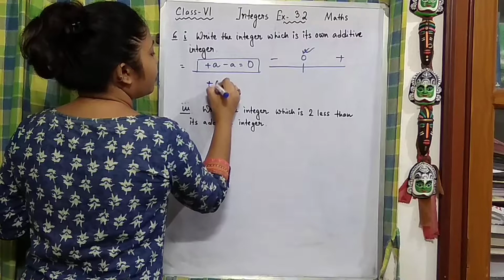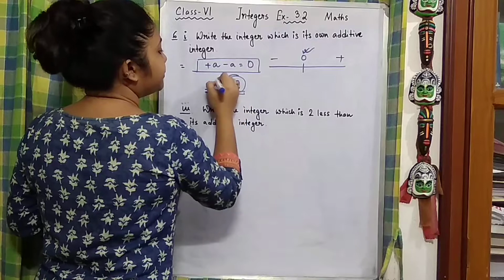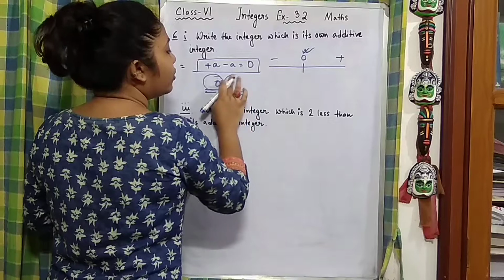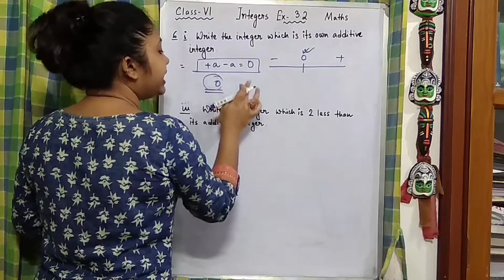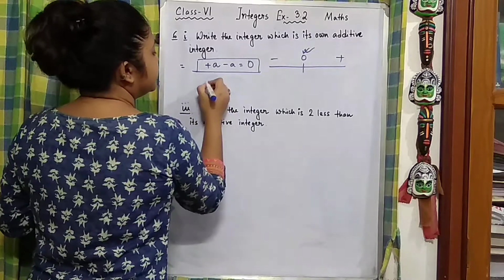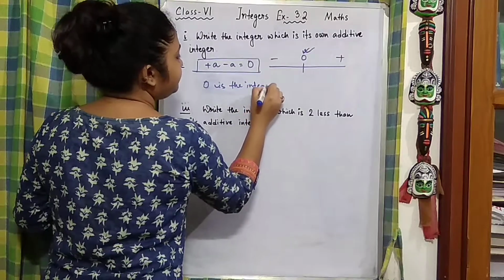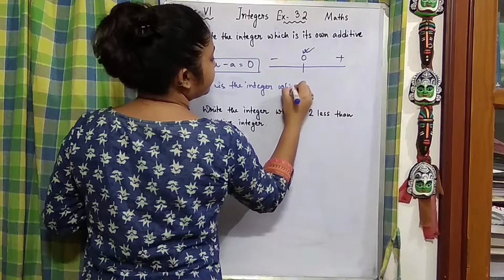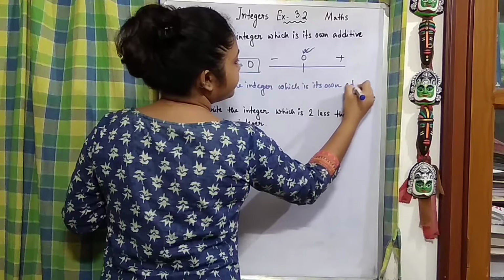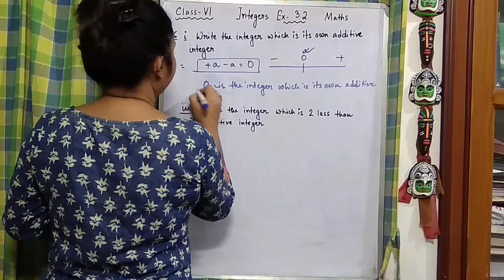So +0 or -0, both are additive integers of each other because they don't have the value of any positive or negative. So we can say that 0 is the integer which is its own additive inverse.